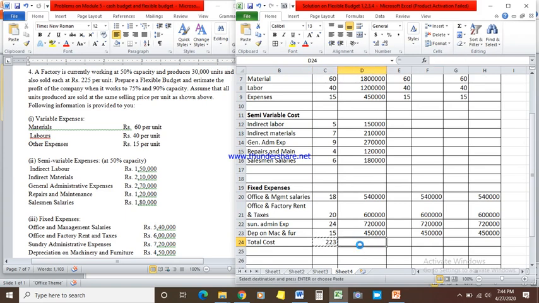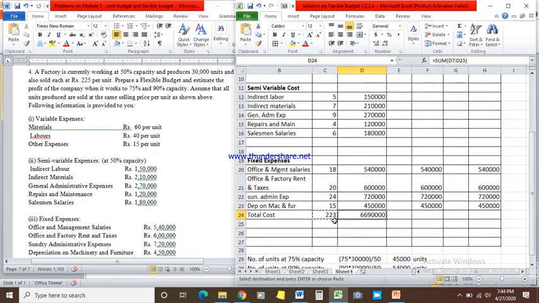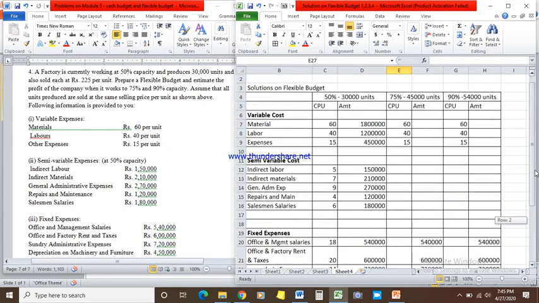Similarly, if we total the amount column, we get the total cost of 30,000 units. So we are given the selling price. The selling price is given as 225. So 225 multiplied with 30,000. Accordingly, the profit per unit here comes to 2 rupees. So 2 rupees multiplied by 30,000. So this part is ready.